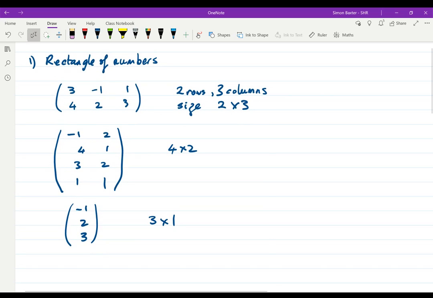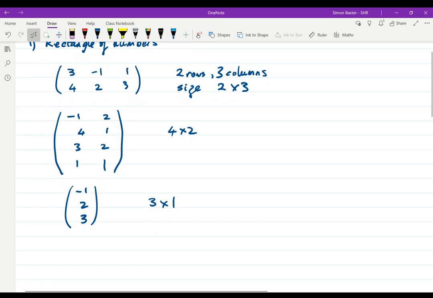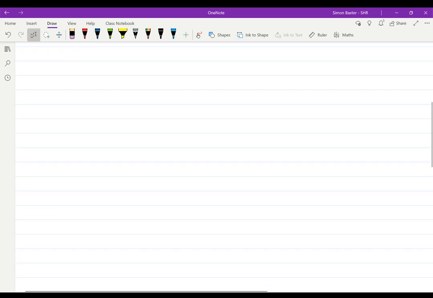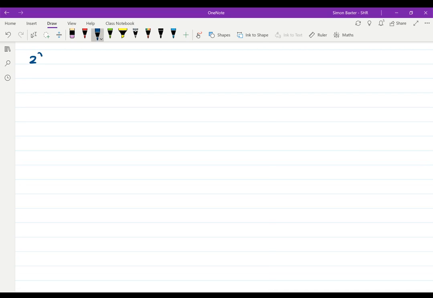And just the same as when we met complex numbers, which were new to us, we had to make up rules as to how we were going to combine them. We do the same with matrices. What do we mean if we talk about adding 2 matrices? So let's make up some rules to do that. Adding and subtracting.